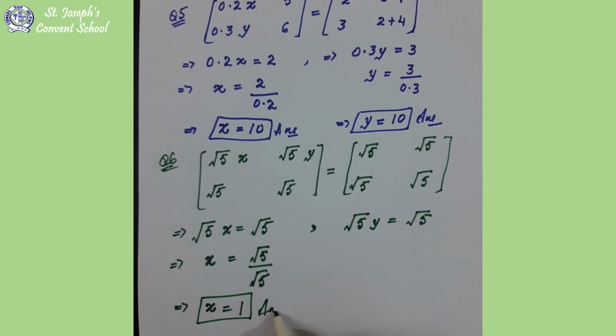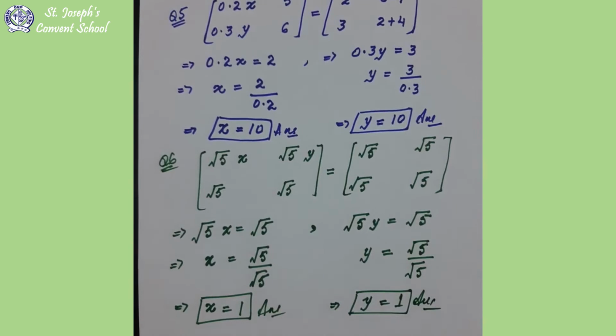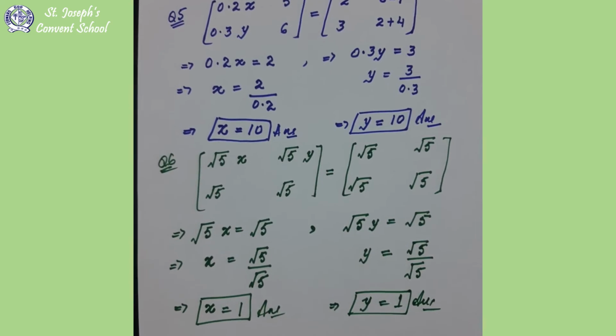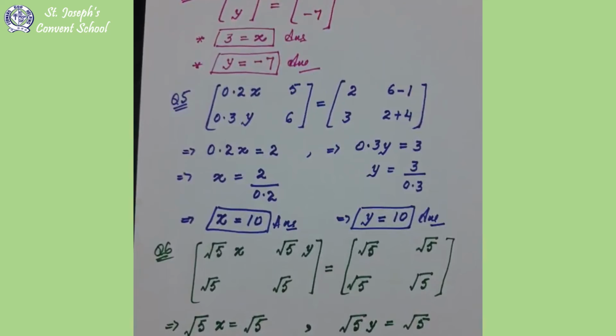Now find y. Same way, y will remain here and equals under root 5, which will go that side, so you will divide. Under root 5 divided by under root 5. So the value of y is 1. This is the answer, okay. Simple it is. For the MCQs you have to do this, okay. Two matrices are equal, so you can find the value of x and y, okay.